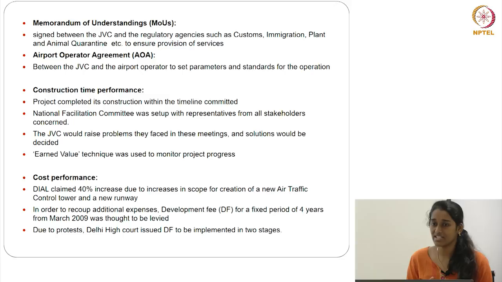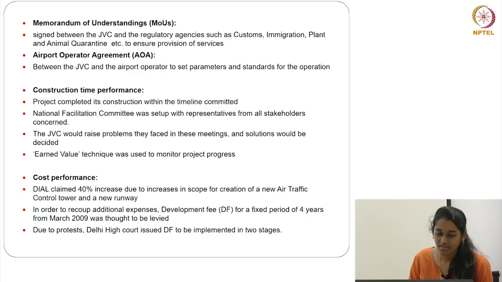There were many complexities in the project, which the JVC head thought of. So he approached the Prime Minister, and the Prime Minister formed the NFC, the National Facilitation Committee, which has representatives from all the stakeholders concerned with the project. So whatever issues JVC raised came up, and then they were solved within the project itself. The contractors used the earned value technique in order to monitor project progress.